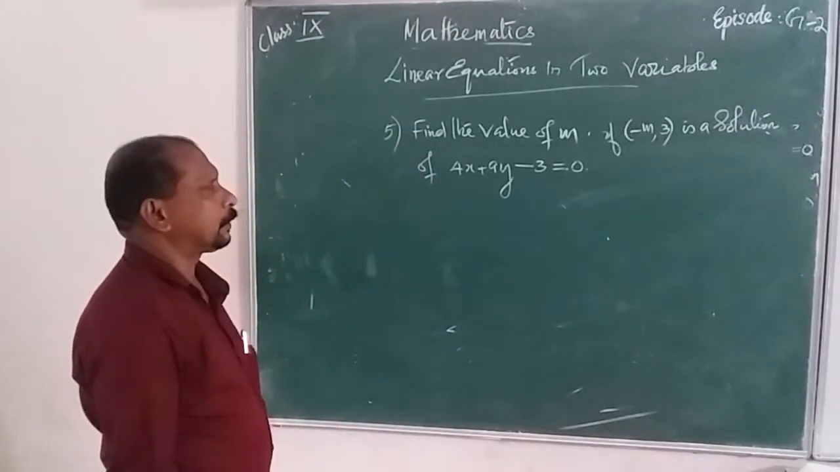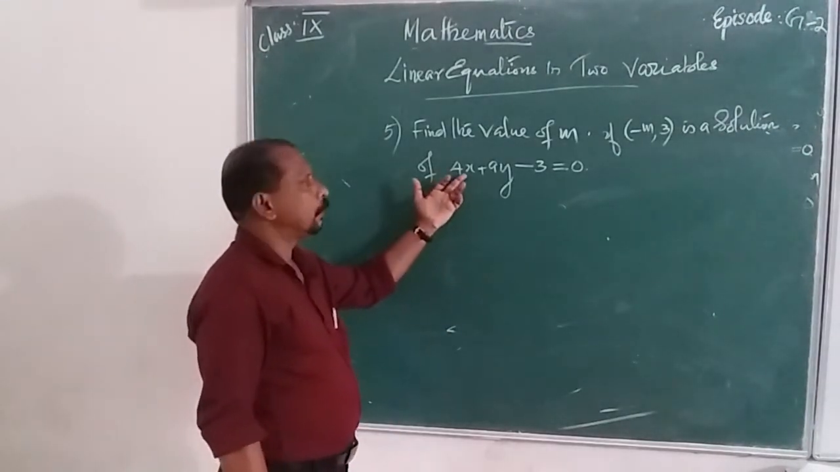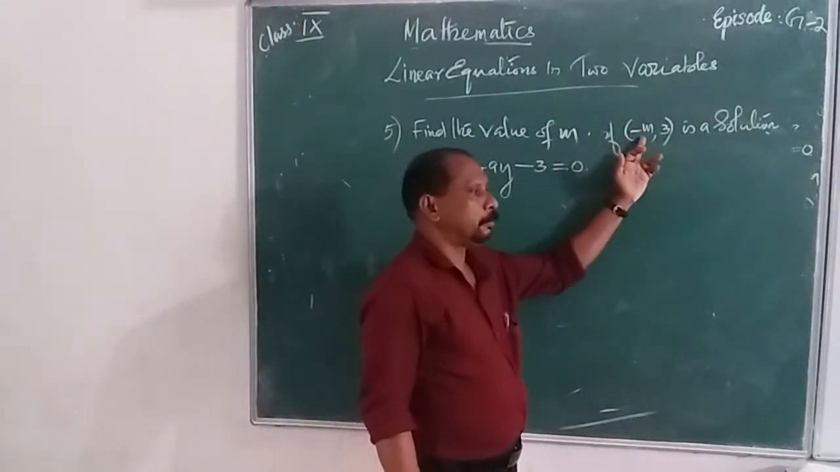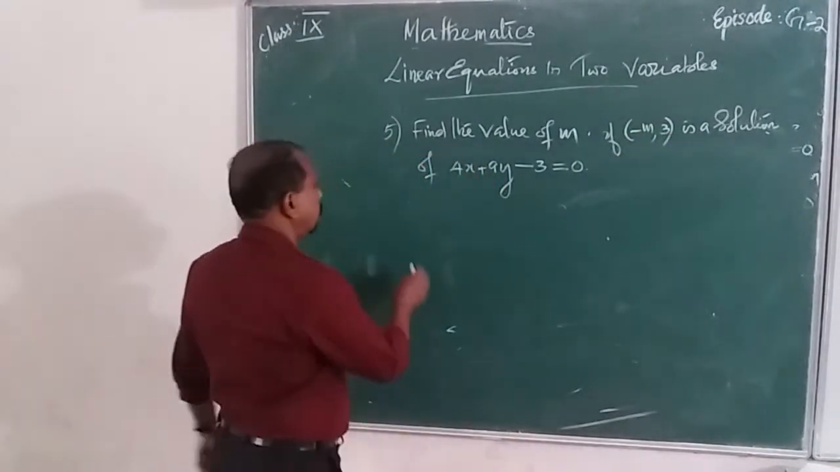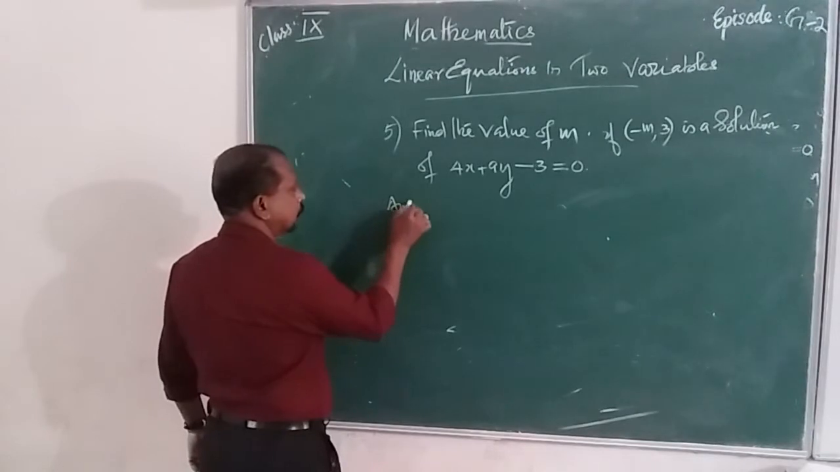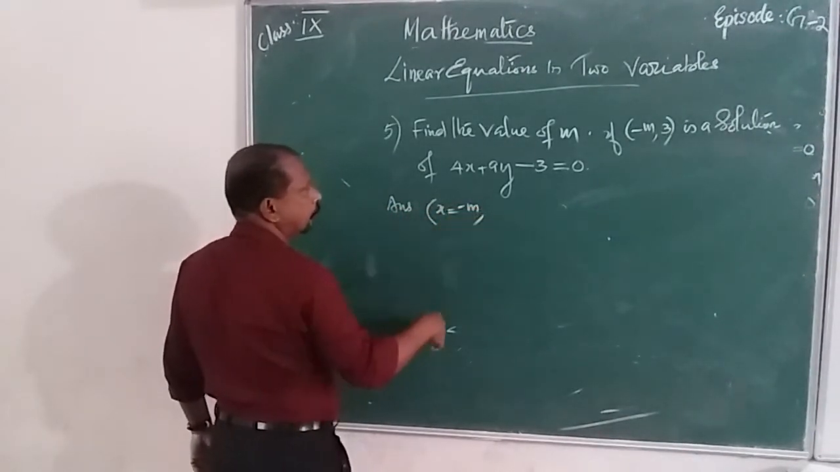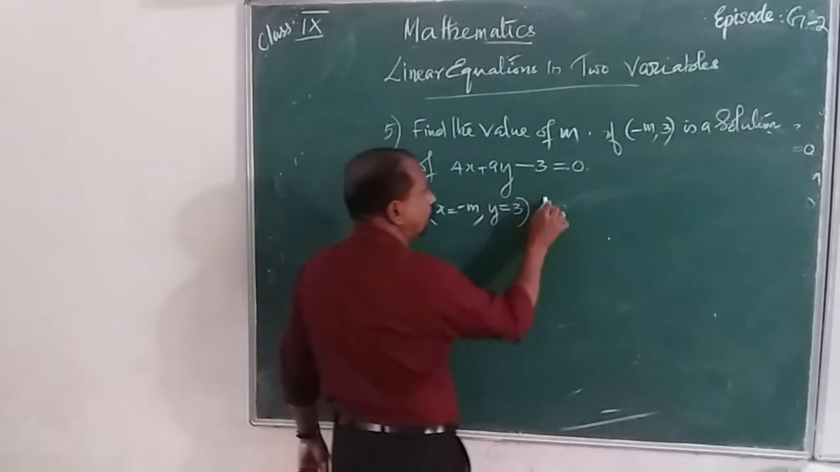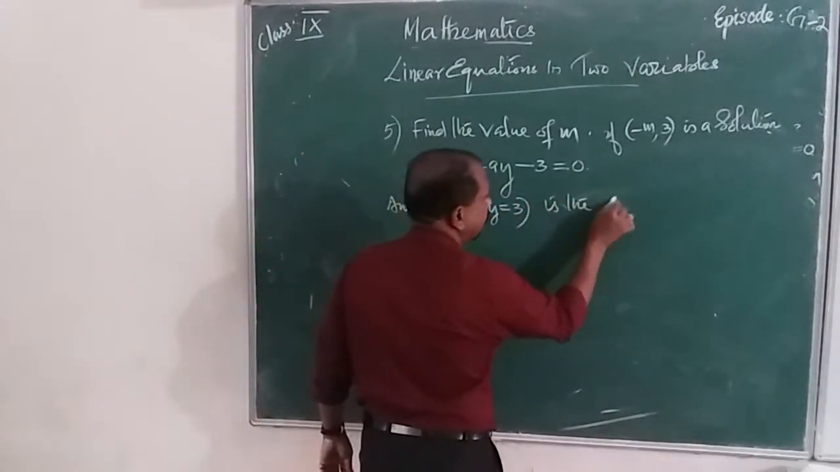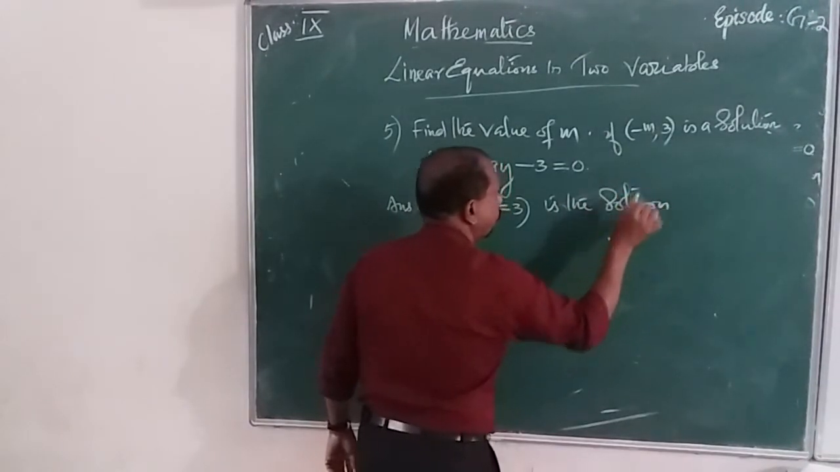Solution is what? Minus m comma 3. That means this is a linear equation. X is replaced by minus m, y is replaced by 3. Answer: x is equal to minus m, y is equal to 3 is the solution.